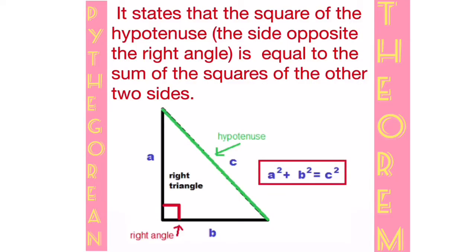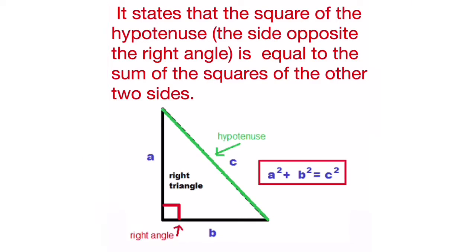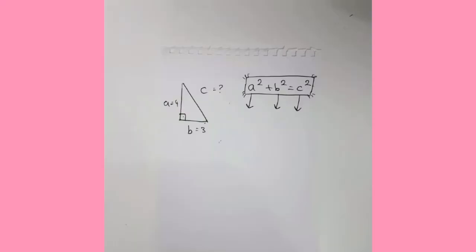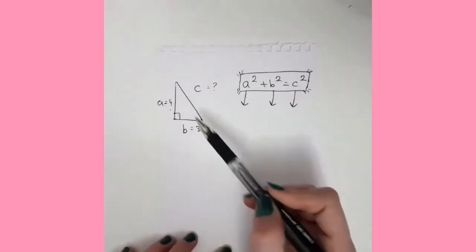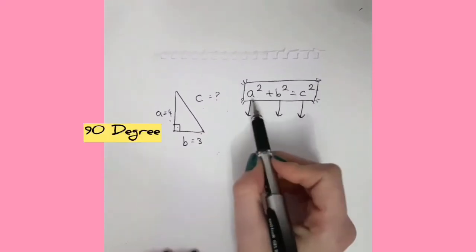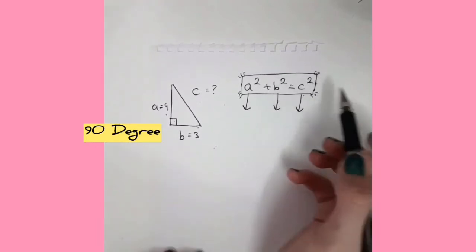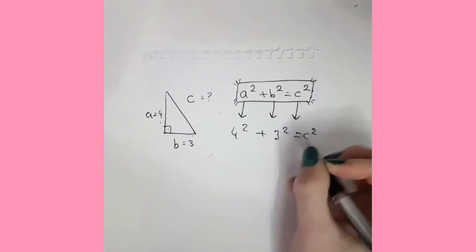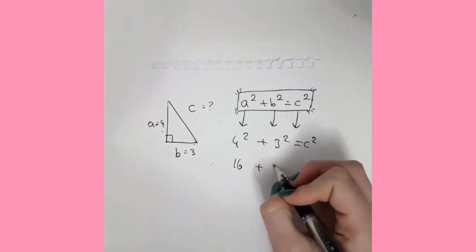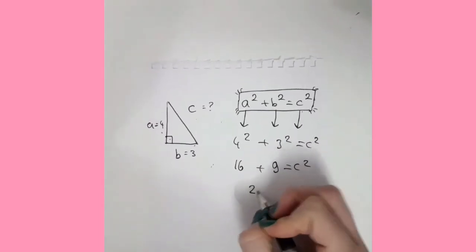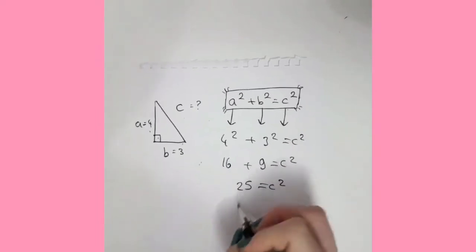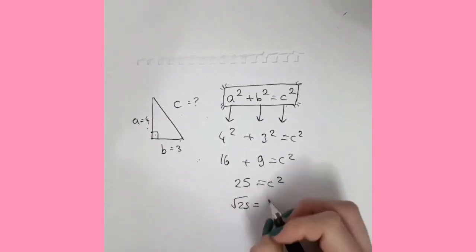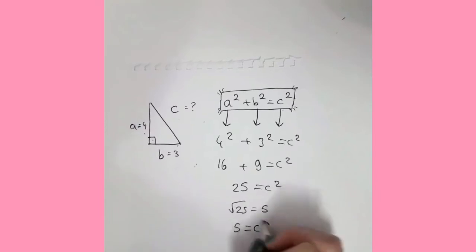It states that the square of the hypotenuse, the side opposite the right angle, is equal to the sum of the squares of the other two sides. We have a triangle like this: this side is 4, this side is 3, and this side is unknown. This is our equation, a squared plus b squared equals c squared. In this case, 4 squared plus 3 squared equals c squared. So 16 plus 9 equals c squared. When we add them, it is 25. So we have to take the square root of 25, which is 5, so c equals 5.